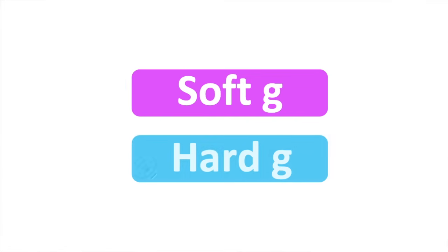Soft G, hard G. The letter G is a consonant. It has a soft G sound and a hard G sound. The sound the letter G makes will depend on the letter that follows.